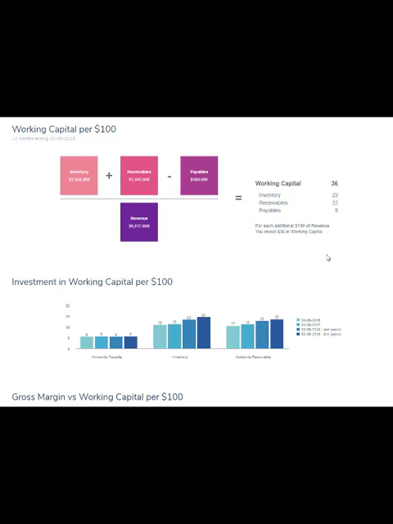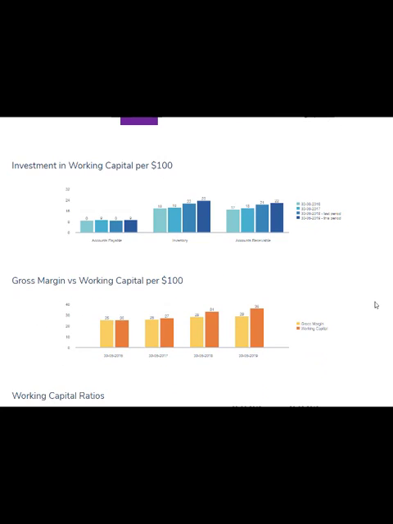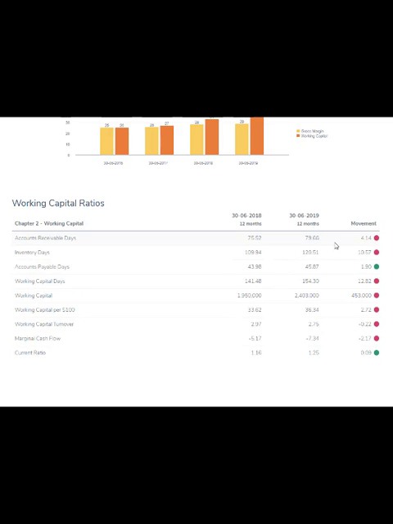So this one here, working capital, as you can see, for every $100 of revenue, $36 is invested into working capital. This number is also increasing, so our costs are going up. Even though our revenue is going up, our costs are going up at a greater rate. Our working capital costs as a percentage are going up quicker than our gross margin. So as we're growing, we're not being as efficient as we were when we were at a smaller size.